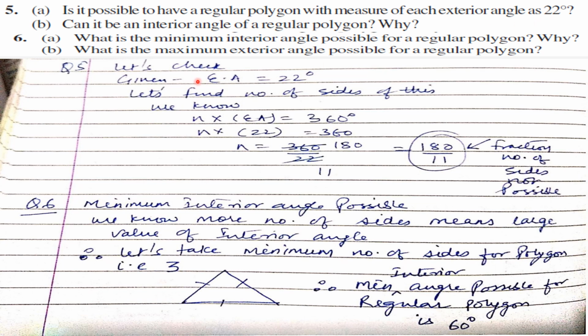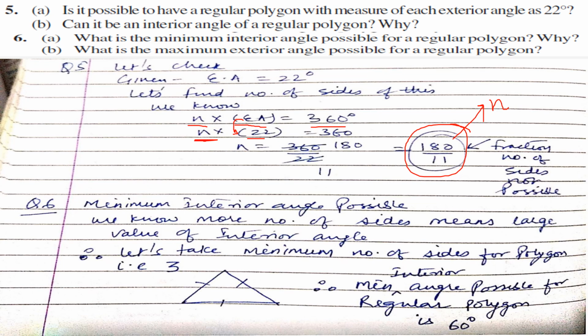So to check, first thing given to us is the exterior angle, how much? 22 degree. So we have to find the number of sides. We know the formula is n multiplied with exterior angle is equal to 360. Now we know the value of EA, how much? 22. So we have to isolate this n on the left side, so we have to take this 22 on the right side. It comes in division. When you solve it, the answer you get is 180 upon 11 as the number of sides, that is n.